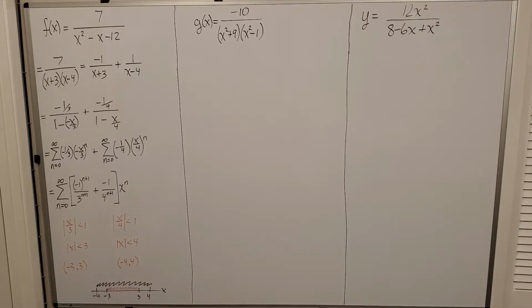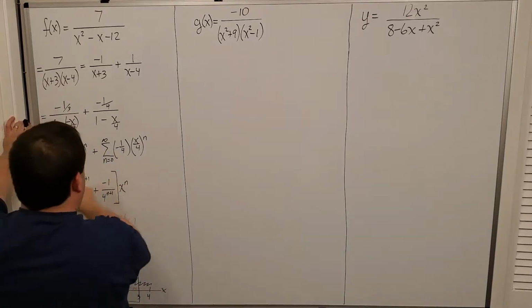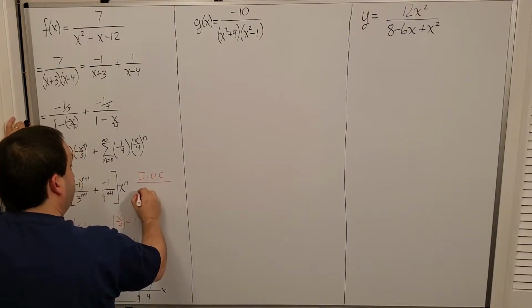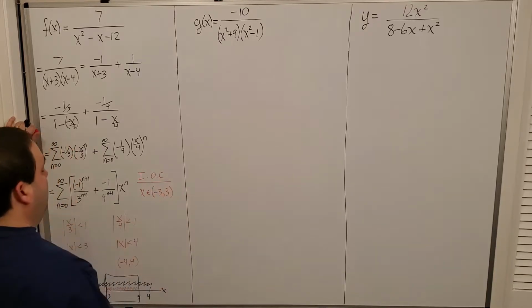I can only have an interval of convergence where they overlap, where they share. They have a common interval of convergence. So that's going to be here, right? From negative 3 to 3. They both have the negative 3 to 3 because that fits inside of negative 4 to 4. Okay? So overall, the interval of convergence for this series is whenever x is a member of the negative 3 to 3 interval.